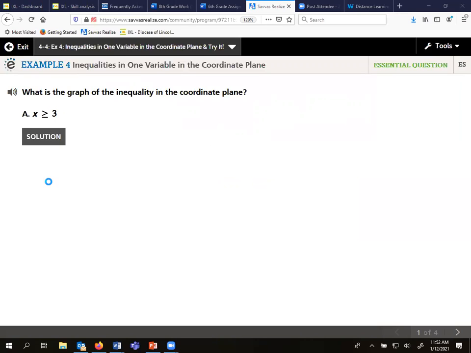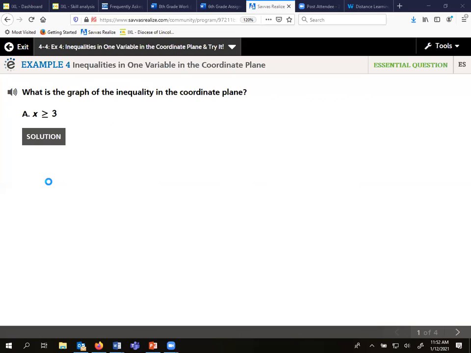Okay. What is different about this inequality on the board compared to the inequalities we were working with before? What's different about it? I've got x is greater than or equal to 3. What's different now? Instead of a y, we have an x. Do we have a y anywhere? No. We have just the x.